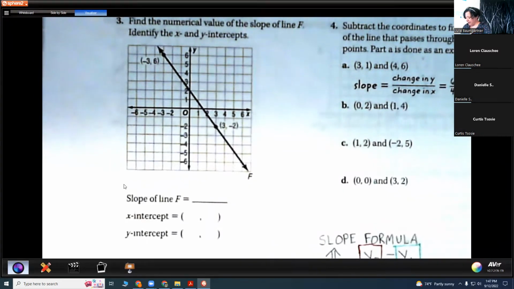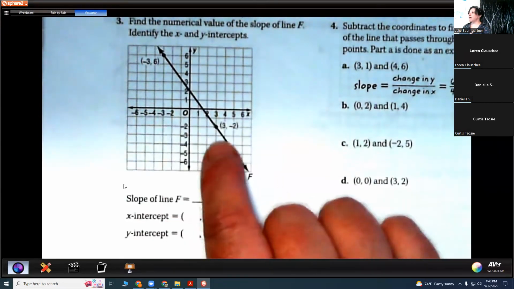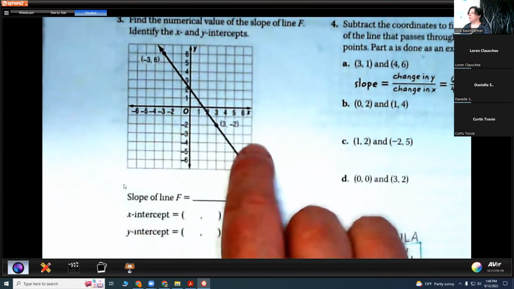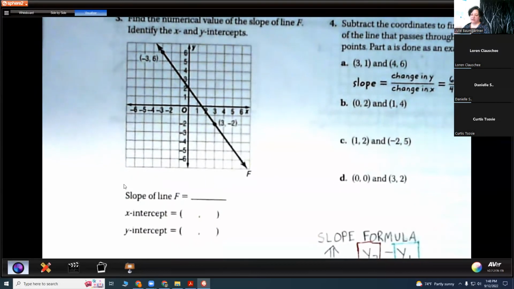So first, remember, calculate your slope by using the 2 points they give you. And then look at the line and figure out where the x and the y intercepts are. I'll give you guys a few minutes to try this on your own. If you feel stuck or lost, just chill for a little bit, and we're going to talk about it.